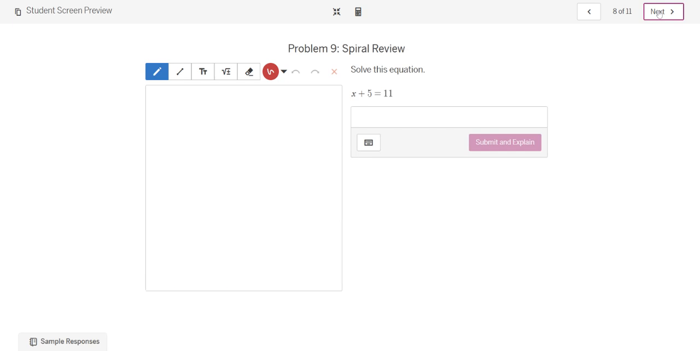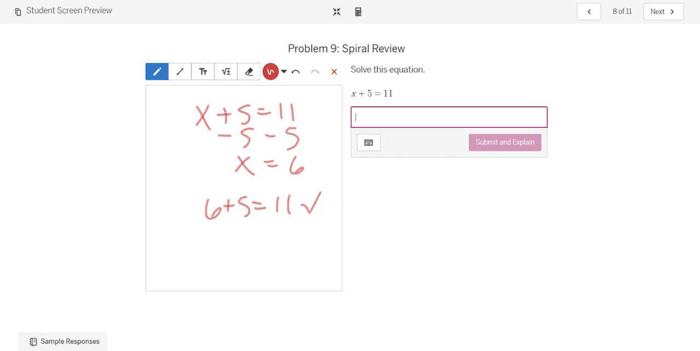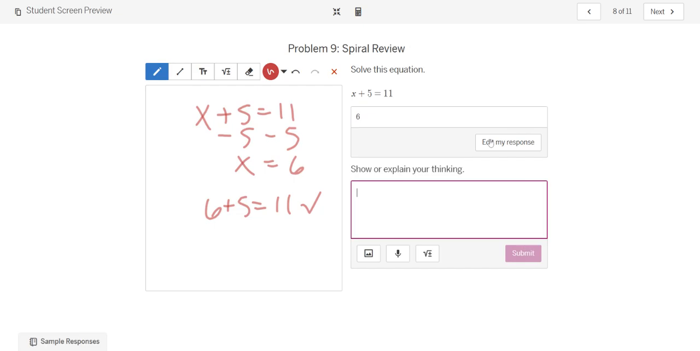Getting there. Solve this. Oh, that's easy. If I have x plus 5 equals 11, I subtract 5 from both sides. I'm going to get that x equals 6. And to double check that, 6 plus 5 equals 11. Check. 6. Submit. Oh my gosh, really? 6 plus 5 equals 11.